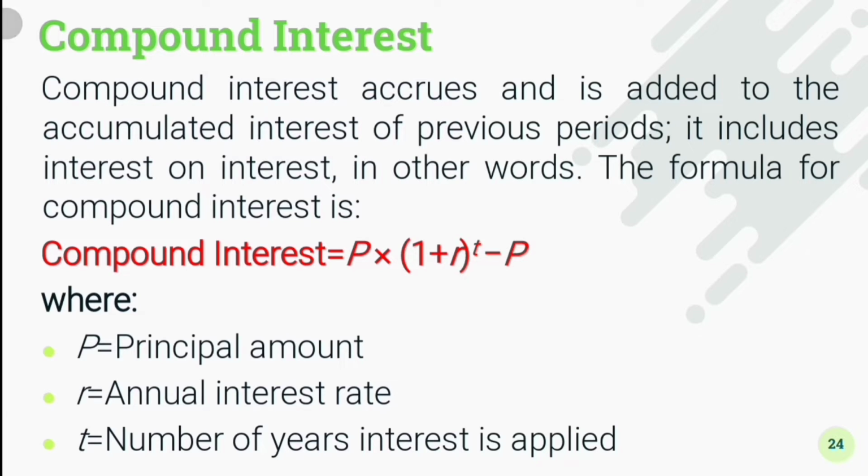The formula for compound interest is equal to P multiplied by (1 plus R) to the power T, minus P, where P is the principal amount, R is equal to the annual interest rate, and T is equal to the number of years interest is applied.